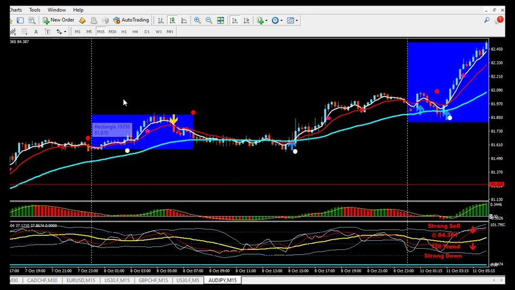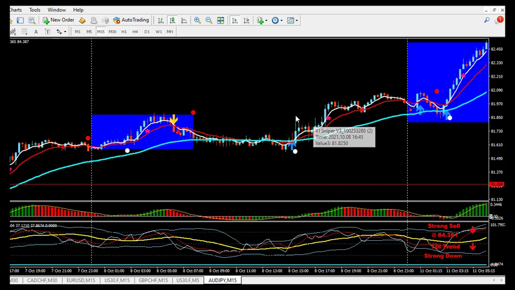So here is another one, the rectangular box, the blue. After this time, we look out for a setup after this zone, and at this point we actually have a sell from the Asian zone. But since I don't trade that zone, I'm going to look out for another setup. And here we have a good one.